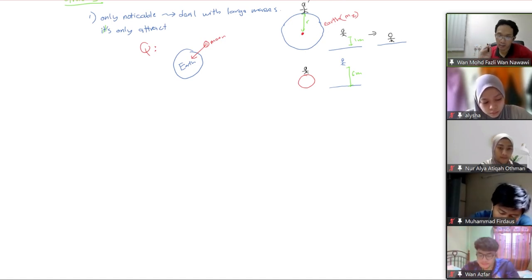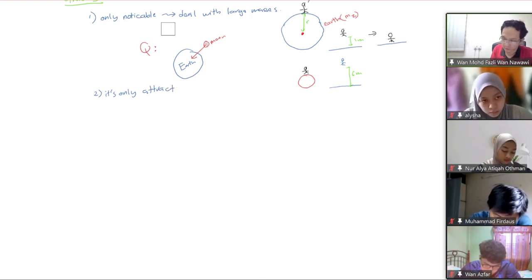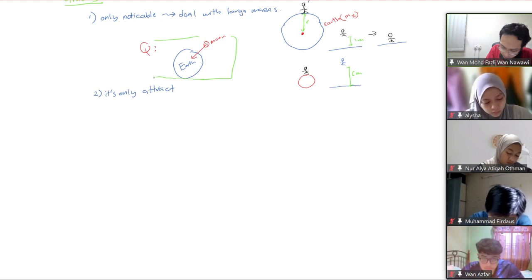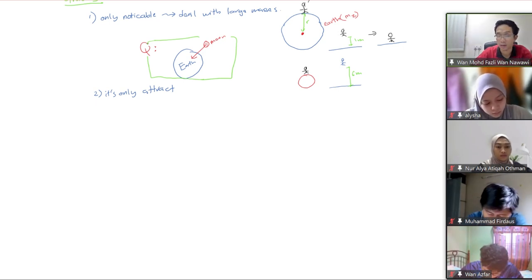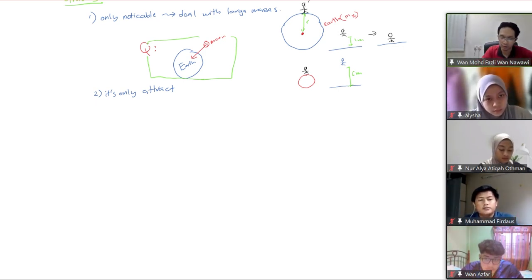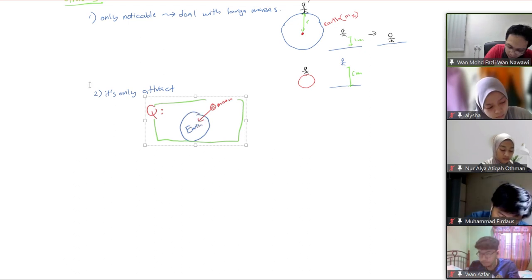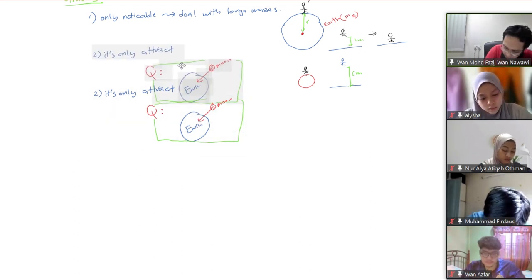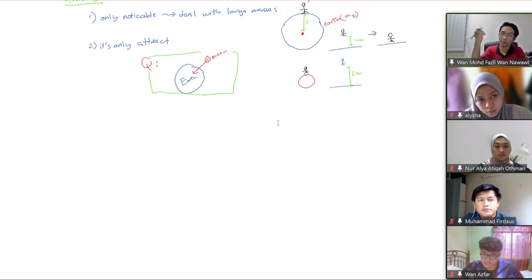Okay, the second property of gravity is that it only attracts. I put it here so it's much easier. The second property of gravity is only attract, and the question to ponder is, in this case, why the moon cannot crash to the Earth.